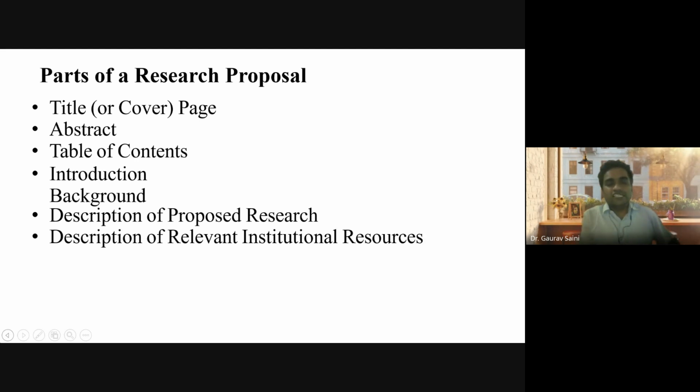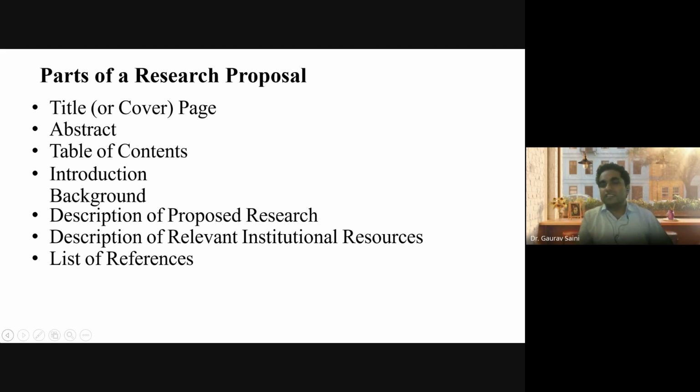Then the description of relevant institutional resources. The organization has certain facilities to achieve those objectives, and that has to be discussed in a proper way. These are the instruments that we have, these are the facilities, these are the testing parts that we have at our organization. That should also cover the range of the equipment, what model it is and what company made it. All of this description should be given in this institutional description part.